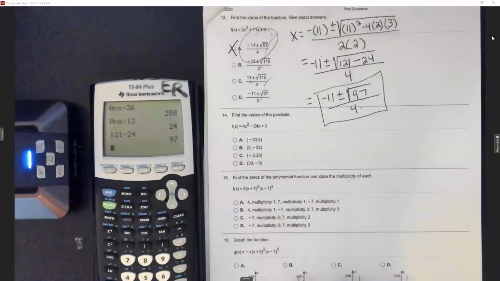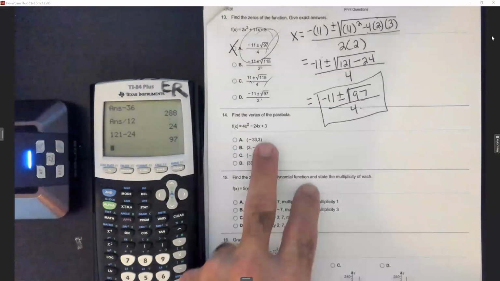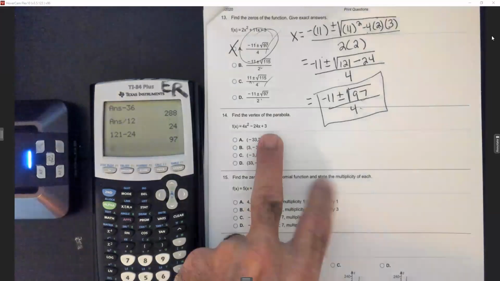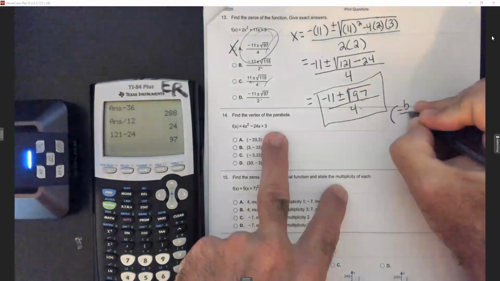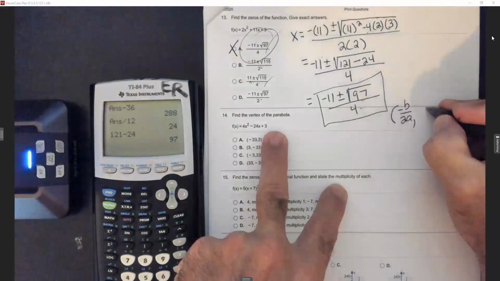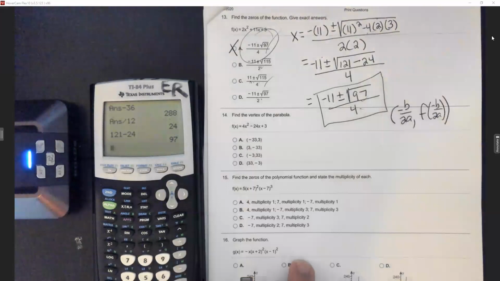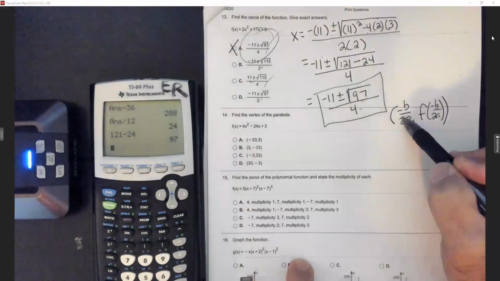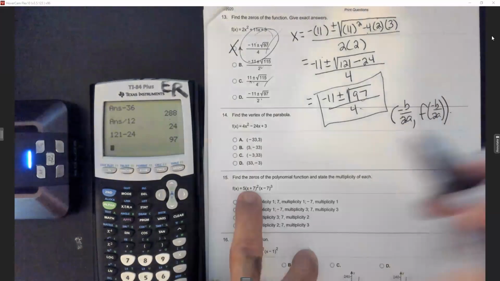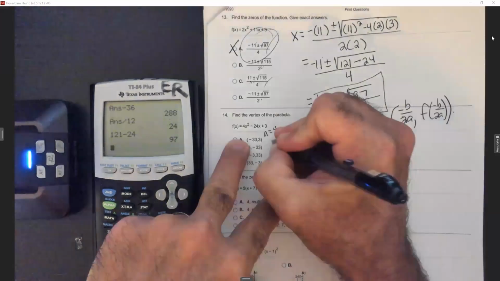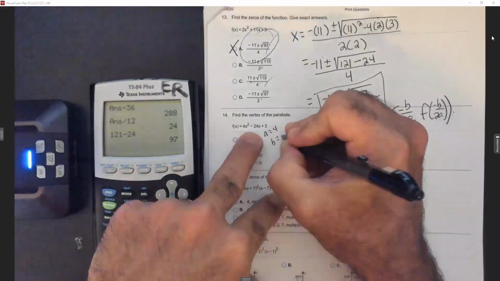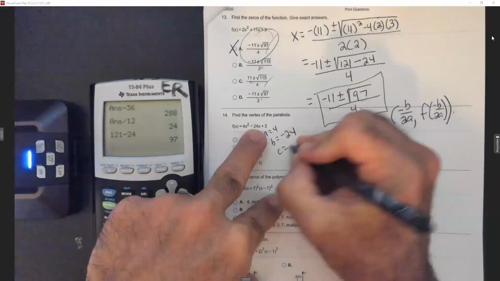All right, let's see. 14, find the vertex. So to find the vertex, it's going to look like an ordered pair. You're going to figure out what negative b over 2a equals, and then what f of negative b over 2a equals. So you're going to find the x value, plug it back in, and get a y value, okay? So a will be 4, b will be negative 24, and c will be 3.